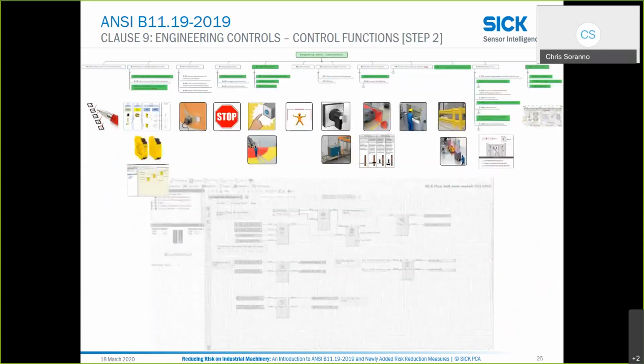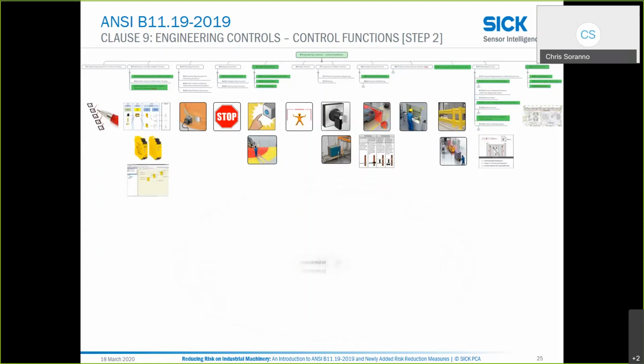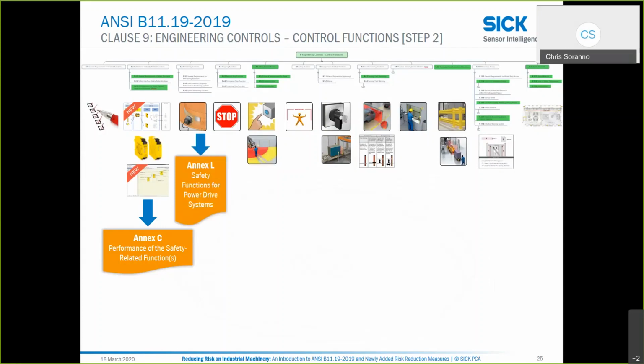Moving forward, when we get into the control functions, as part of an engineered control or step 2, here you can see there's a lot of content that's included, and a lot of it's new. In the beginning, we have new requirements for safety functions, as well as safety-related application software that has an annex that supports that content. We have an annex that supports monitoring functions, which we'll look at.